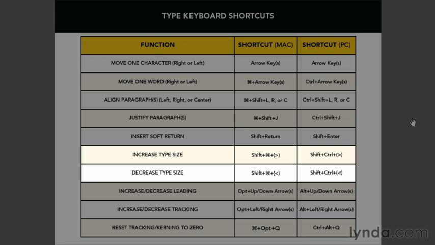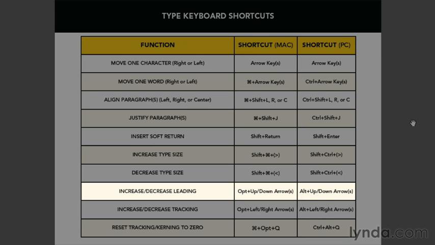Once you do that, you'll be able to shrink the text up or down in specified increments, making it easy for you to change the font size on the fly without having to go to the character menu or the control panel. To decrease the type size, it's the exact same thing. Shift, Command or Control, and then you hold down the less than key or the little gator's mouth that points the other direction.